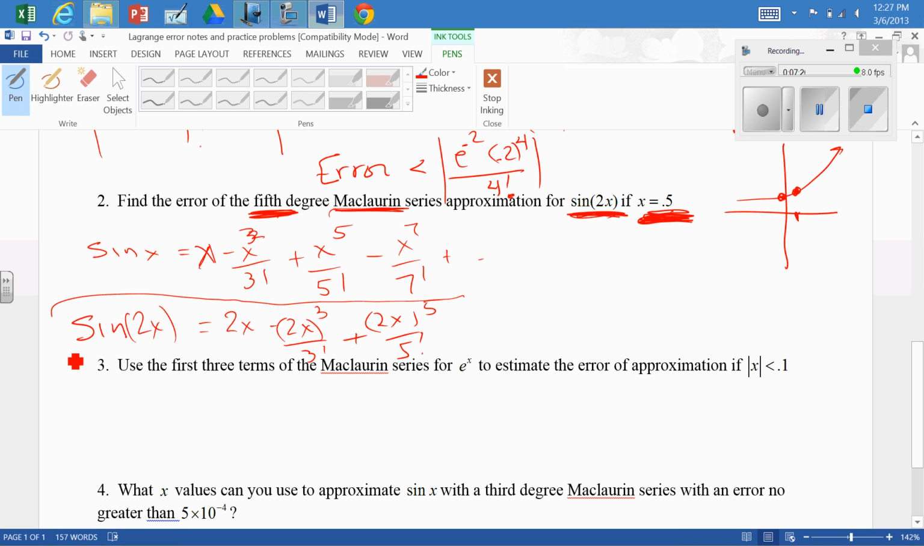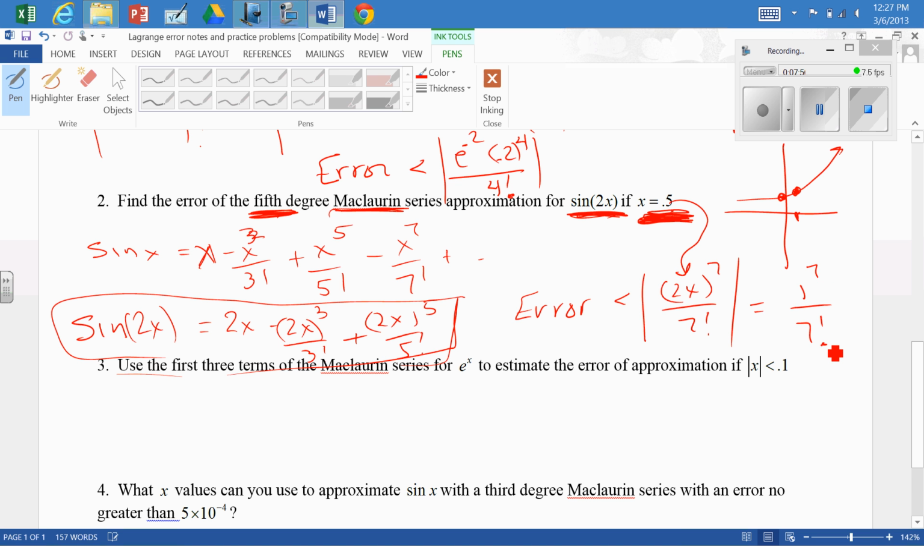Okay, so if we plug in 0.5 in for x, using a 5th degree polynomial, this is what we get. Okay? But we want to figure out what the error is. So the error is going to be less than the next term. Will be less than the absolute value of 2x to the 7th over 7 factorial. We don't want to use a vanishing term. We're not going to use a 6th degree term. We're going to use a 7th degree term. And that will be 2 times 0.5, so we're going to put 0.5 in here for x. Well, that's pretty easy. 2 times a half is 1 to the 7th over 7 factorial. So our error is less than 1 over 7 factorial.